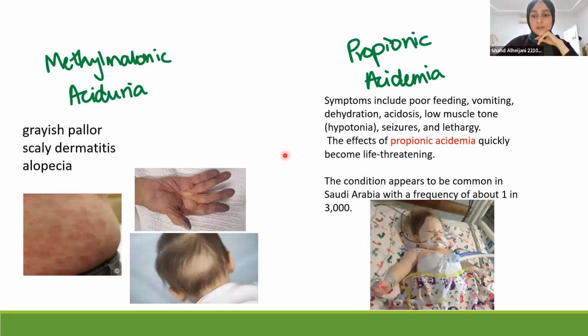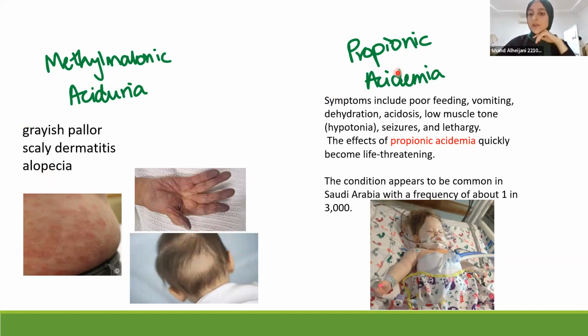Okay, so I didn't find photos with the full presentation, but we can use these. For methylmalonic aciduria, remember that the patient would have grayish pallor, like in this image. There will be discoloration of the skin into gray. There will be scaly dermatitis and hair loss or alopecia. So this is for methylmalonic aciduria.